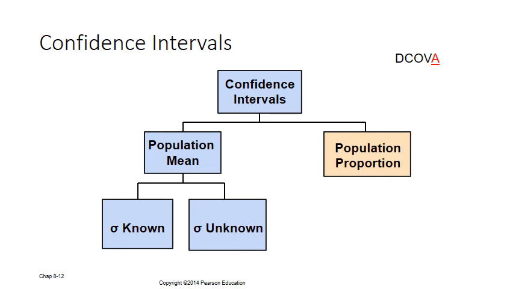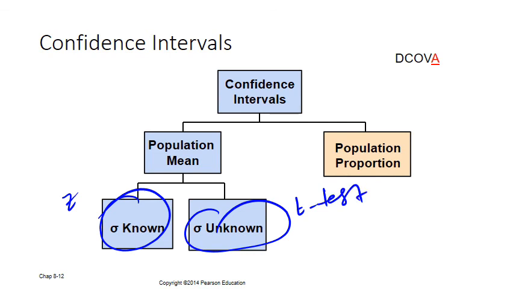So we developed confidence intervals for two cases. When sigma is known, we apply z, and when sigma is unknown, we apply the t-test or confidence interval for t.